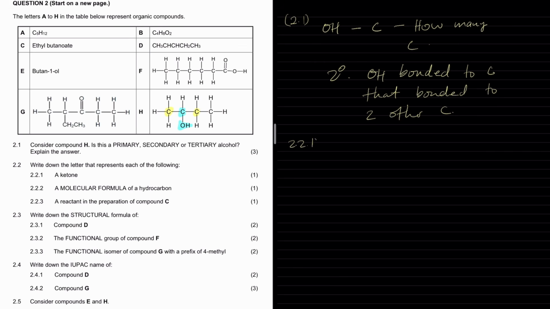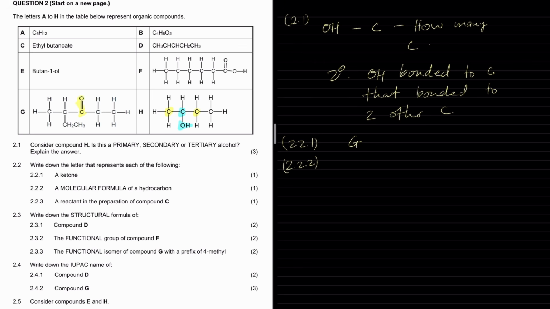Now 2.2.1, write down the letter that represents each of the following. So a ketone. Okay, so 2.2.1, I'm looking for a ketone. I'm looking at this G standing out to me because I see here that there is a double bond O in the middle of the compound, or somewhere in the middle of the compound. So that actually makes it a ketone. So that answer is G.